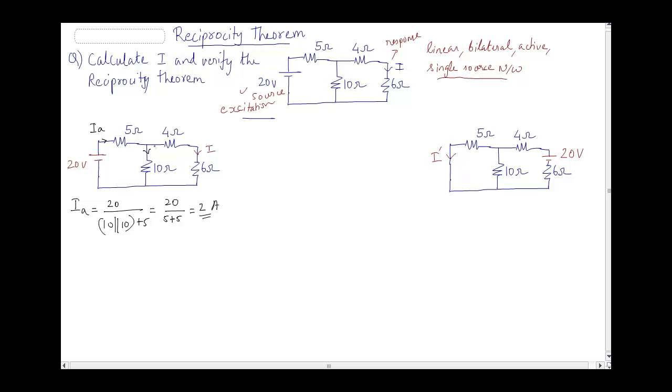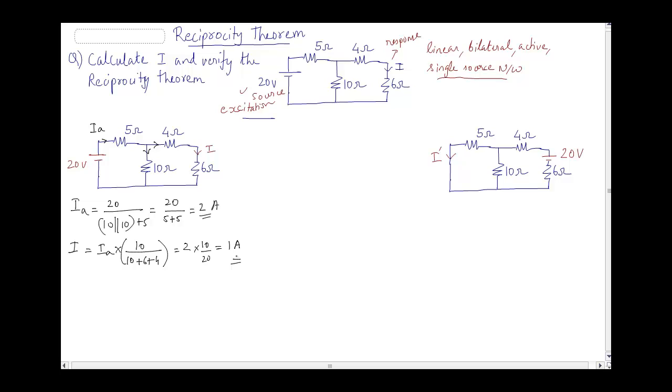That IA is getting divided into two branches. According to current division rule, I can find out I, which will be IA multiplied with the current division rule, which is opposite branch, which is 10 divided by the total, which is 10 plus 6 plus 4, which is 20. So we can say that this will be 2 into 10 by 20, which comes out to be 1 ampere. So I is 1 ampere.